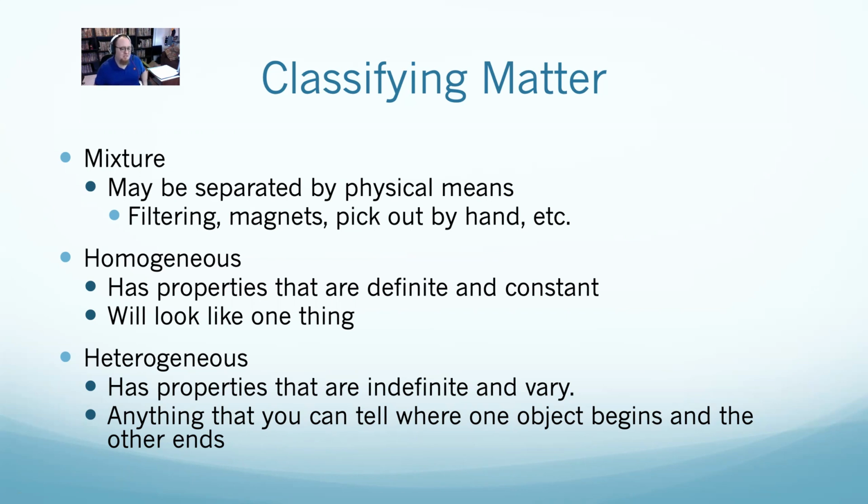A heterogeneous mixture is something where the properties aren't the same. And you can tell where one begins and the other ends. Think of something like Chex Mix or trail mix, and you're like, there's a peanut, there's a pretzel, that's a heterogeneous mixture. It's not uniform.